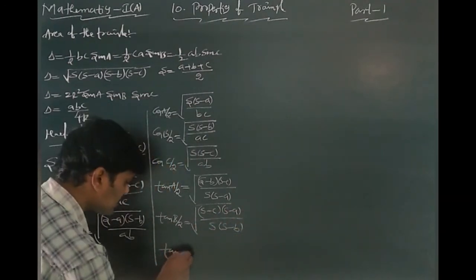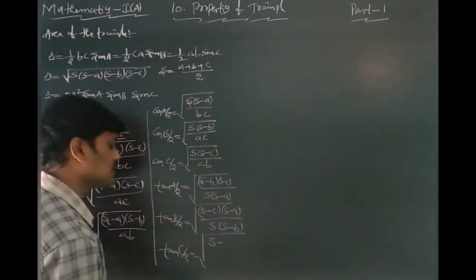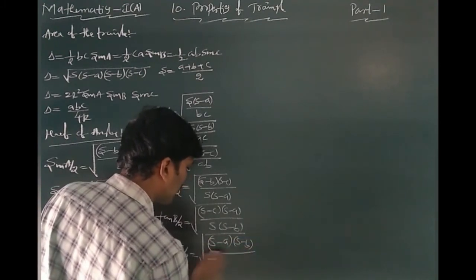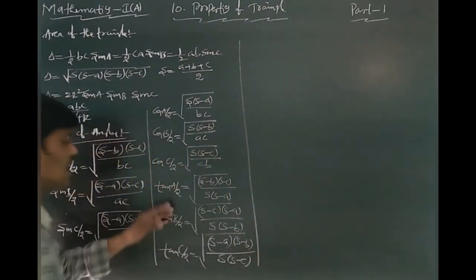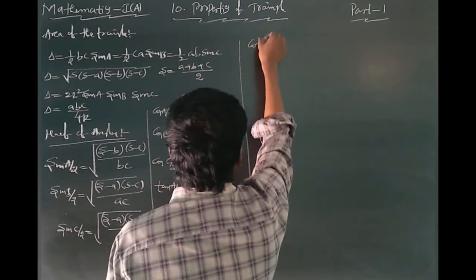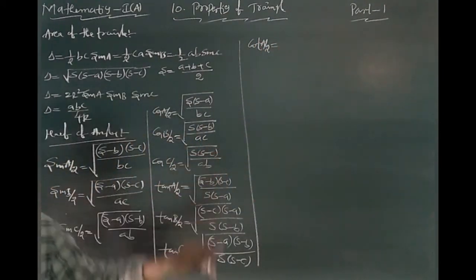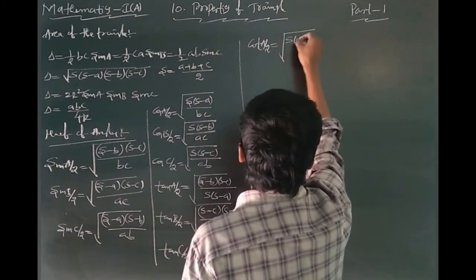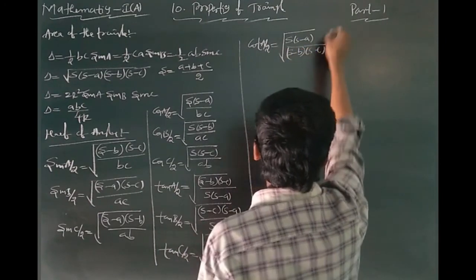Similarly, what is tan C/2? Tan C/2 is equal to the square root of (s − a)(s − b) divided by s(s − c). These are the tan formulas. What is the meaning of cot? Cot is nothing but the reciprocal of tan, that is, just interchange the numerator and denominator: the square root of s(s − c) divided by (s − a)(s − b).